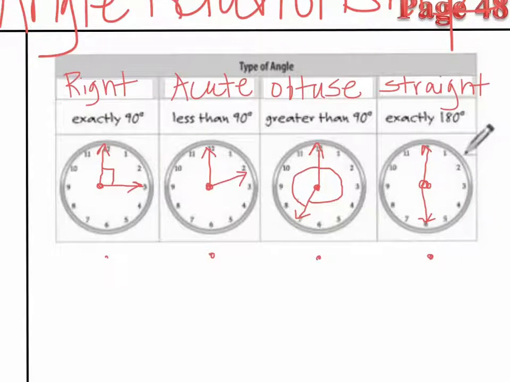I'm going to make a quick correction there. This right here, erasing that point, showing that that one that goes from the 12 over to the 7 is the obtuse angle.